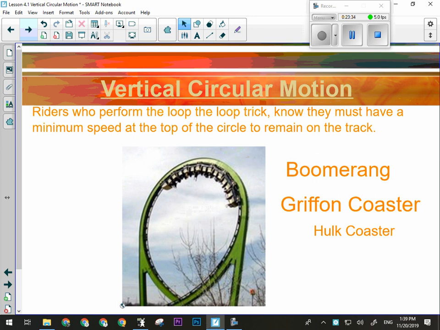Because the Mindbender, when it goes through those loops, is going over 80 kilometers an hour. And it's going through a loop that's only about 7 meters in radius. So it's really tight.